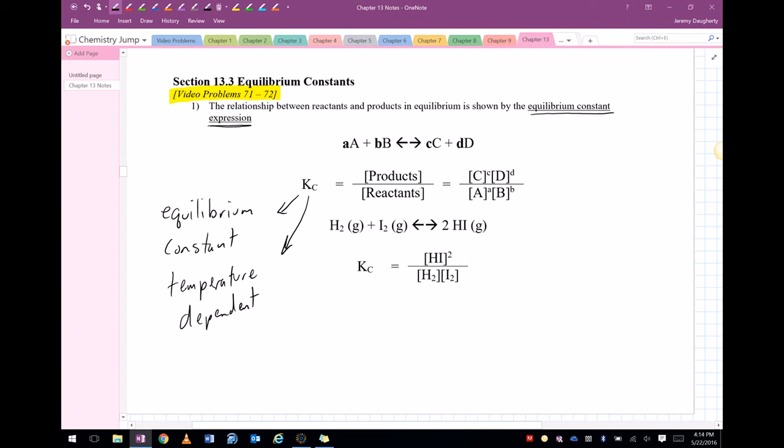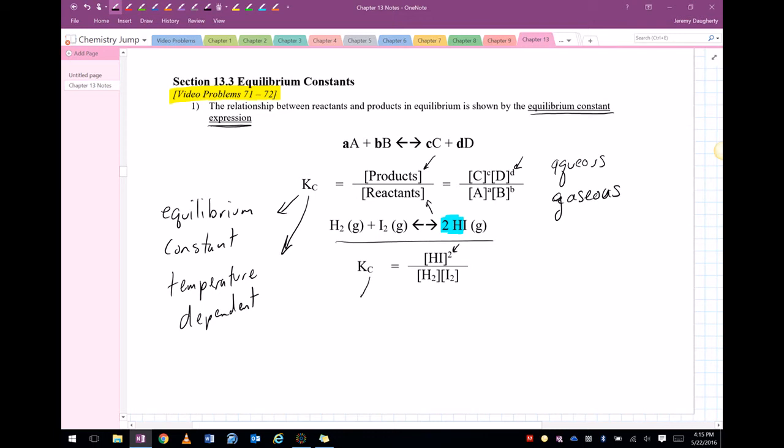Okay? So what we do is we write the products over reactants, but we only use aqueous and gaseous reactants and products. If it's a solid or a liquid, it doesn't go in the equilibrium expression. Okay, and then whatever the compound is, we take it to the power of its coefficient. So here you can see with this hydrogen and iodine one, the HI, the hydrogen iodide, has a coefficient of 2 in front of it, so we take it to the power of 2.